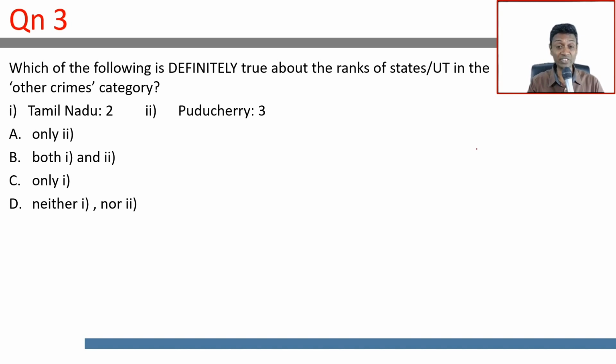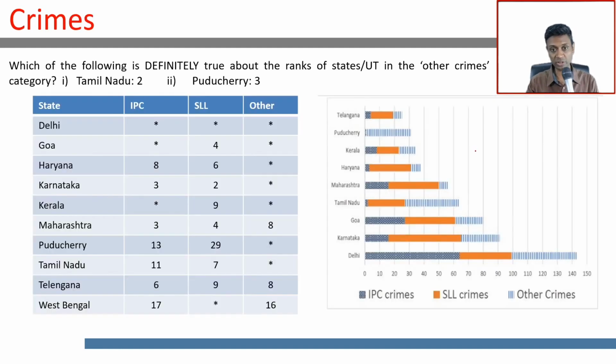Which of the following is definitely true about the ranks of states and union territories in the other crimes category? Tamil Nadu 2, Puducherry 3. Tamil Nadu other crimes category. Let's look at the numbers here. The first numbers we look at are Maharashtra and Telangana. So Maharashtra and Telangana are 8 and 8. We have 7 of these ahead. And so Maharashtra and Telangana are either both 5 or 6. This is greater. This is greater. This is definitely greater. Puducherry is definitely greater.